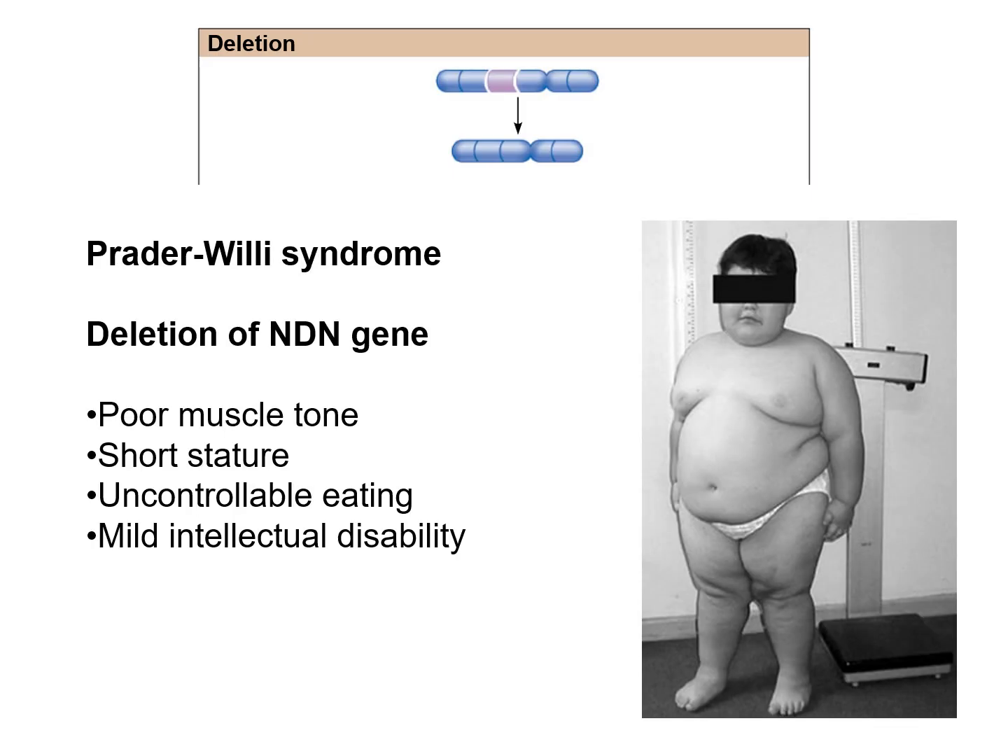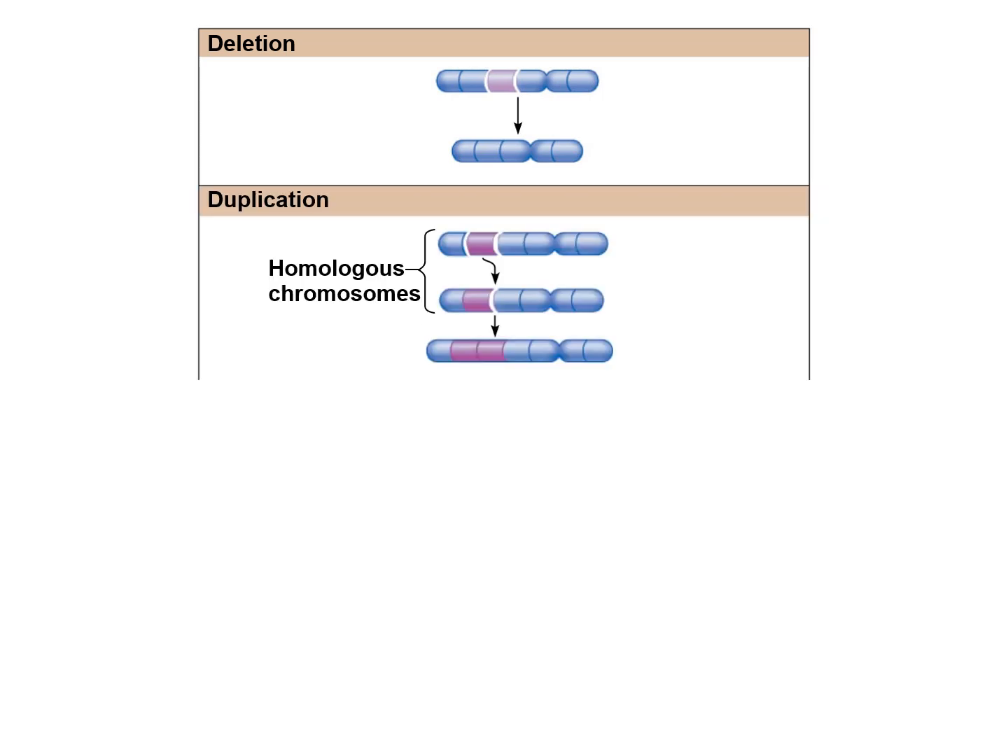An example of this is Prader-Willi syndrome. This is a deletion of the NDN gene. It results in poor muscle tone, short stature, uncontrollable eating, and mild intellectual disability. Prader-Willi syndrome has shown up in a number of popular places, including CSI, where there was an individual who suffered from the syndrome who was under investigation.